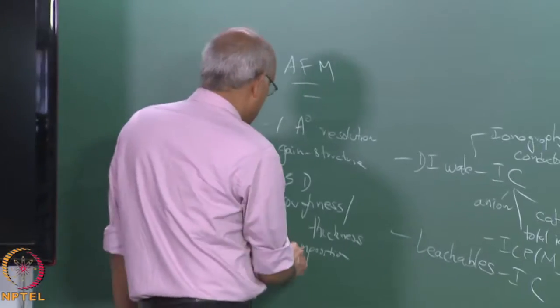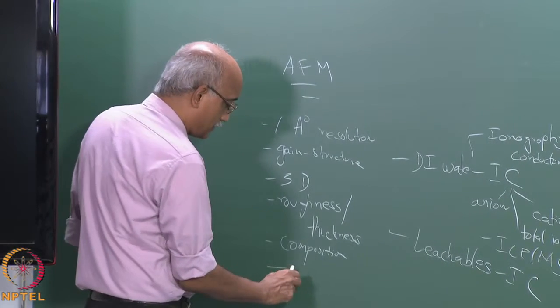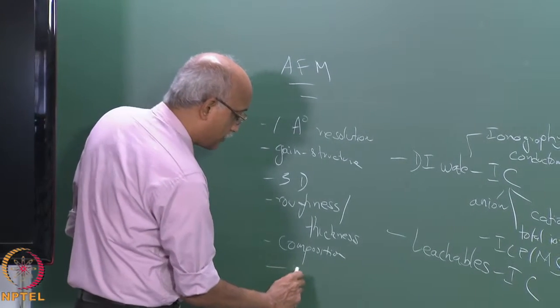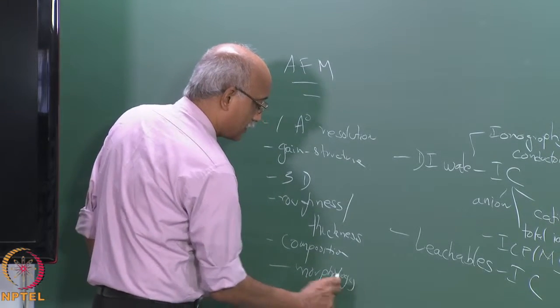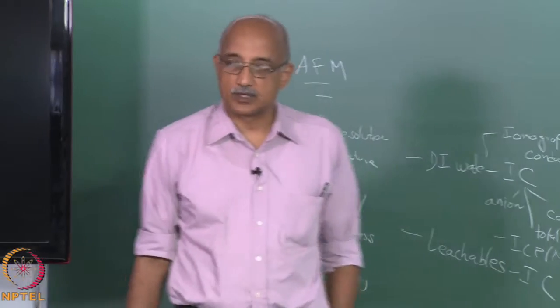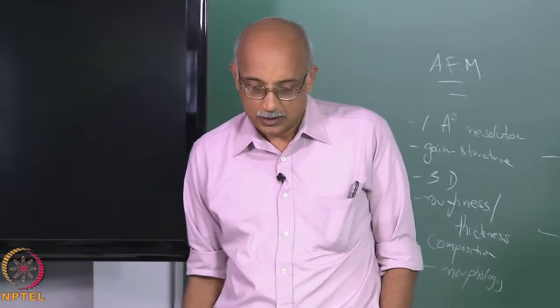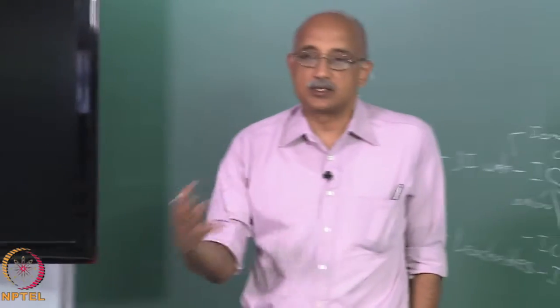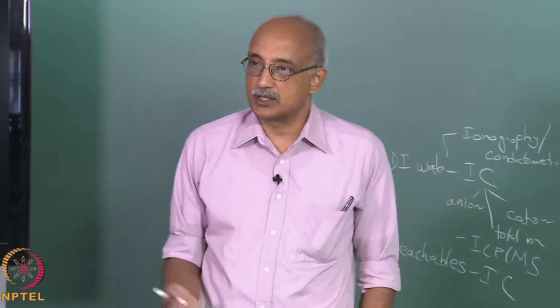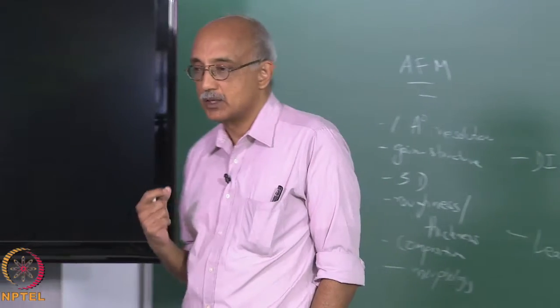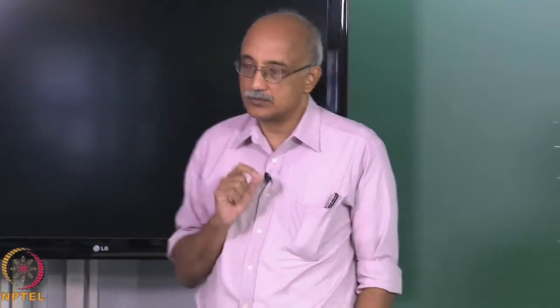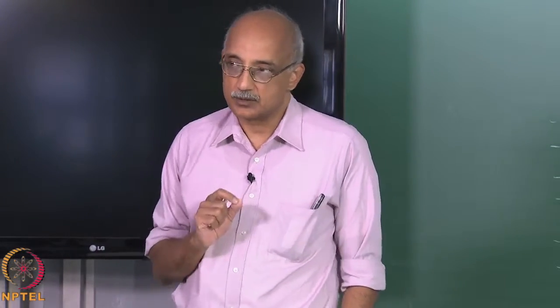So, the other thing that AFM can also tell you is morphology. Now, morphology is different from structure. When we talk about structure, you really have to look at the crystallinity of the material. So, you have to bring in techniques like XRD, for example, to really do a good investigation and characterization of the crystal structure of a material.